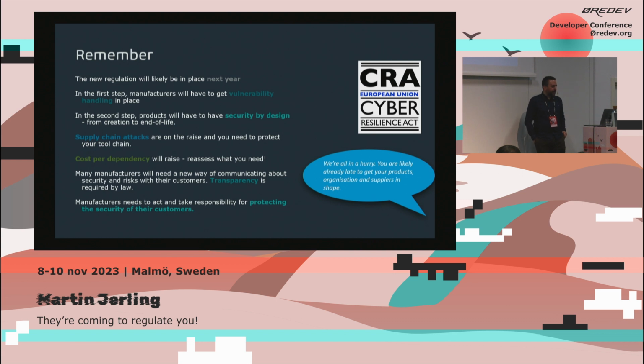So, a little bit of things to remember. Likely, this will be law next year. And it's about 1 year, 2, 3 years of grace time. First step, vulnerability. We start to work with this together. Second step, security by design. There's no need to put this in serial. Work with security disclosure already today. Work with security by design already today. It's not hard, it just takes time to get good at.